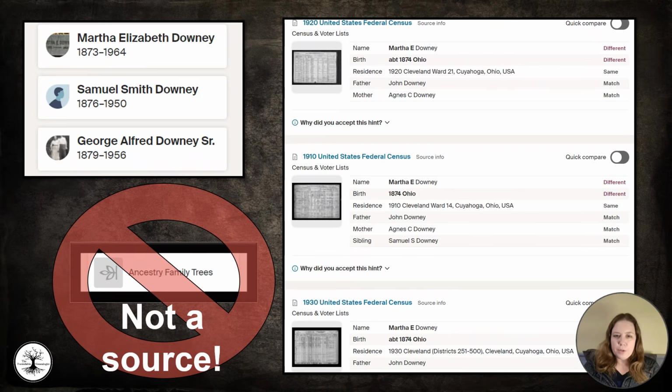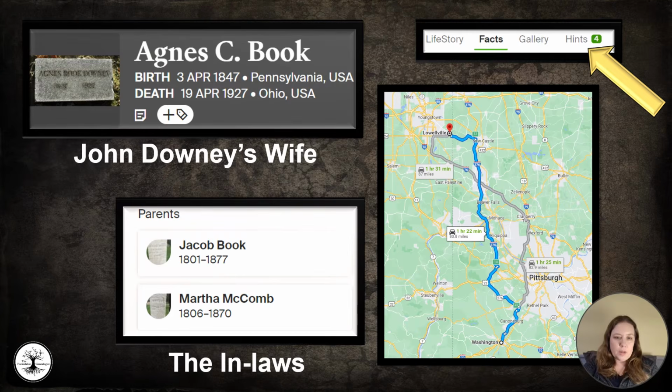So I viewed all of those census records for the children, and everybody agreed that they think their father was born in Pennsylvania. So I have a good feel for the family now after looking through all of these children's records. Now I'm going to focus on the subject's wife, John Downey's wife, and see if I can find any clues in her records. So I look at the wife's records.